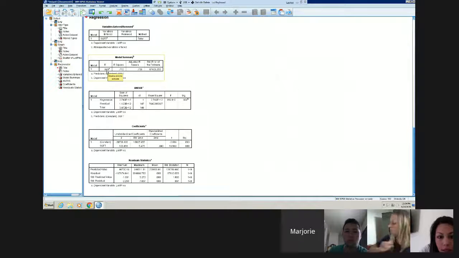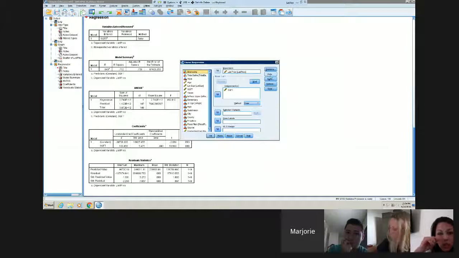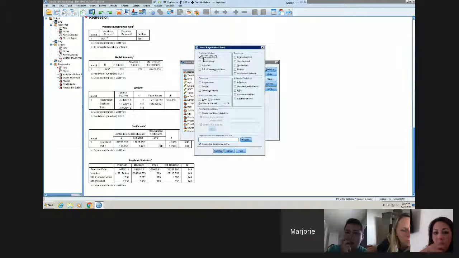So, Marjorie, when you did the analyze and the correlate and then the bivariate, what was the other thing you said? You had to save it? You had to go here, regression, here, boom. I go to save, click unstandardized in your predicted values. The tutor walked me through this.